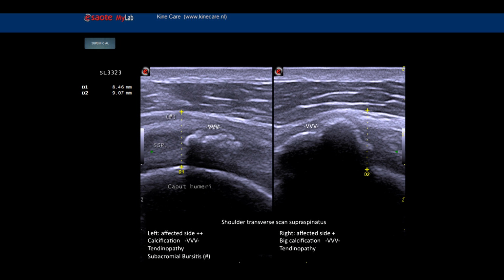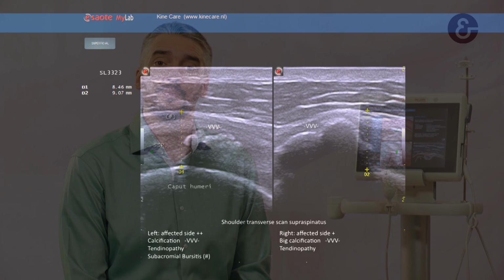no indication for physiotherapy. This patient had a lot of pain on both sides, left more than right. Big intratendinous calcifications can be seen. Of course, these calcifications are not the only cause of the pain, but they certainly interfere with the treatment. How successful would physiotherapy be in such a case?